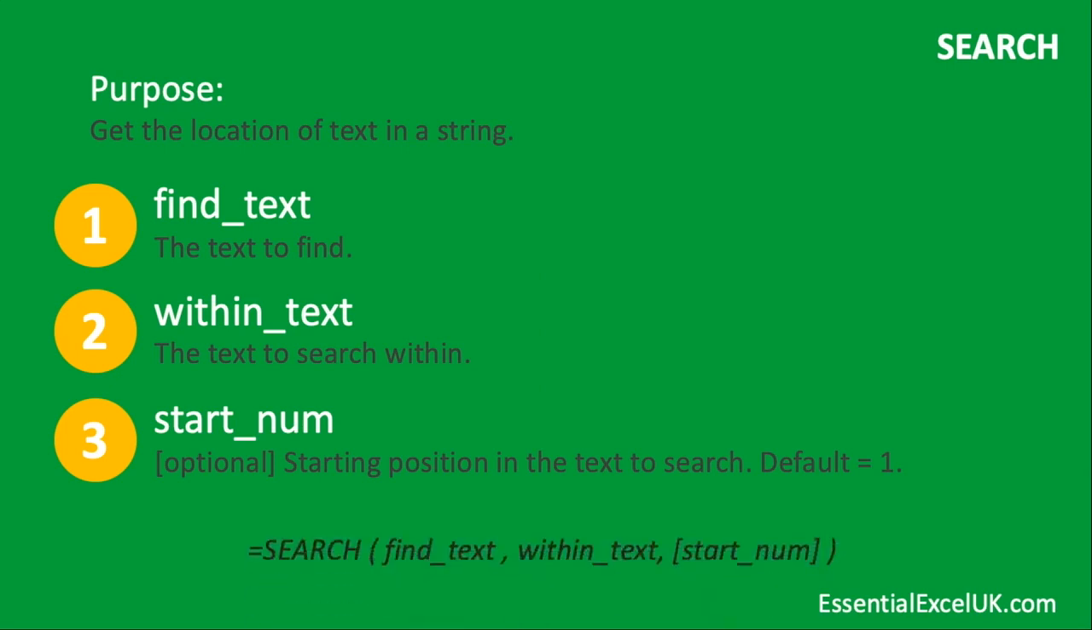The function in its entirety is now at the bottom of the screen. You can see it is the equal sign search. We have find text, within text, and then lastly start number. So in summary, this function is going to allow you to input some text that you wish to find within another cell reference or piece of text, and return to you the position number of where that text starts. Okay, I think we've covered everything in this intro and the slide on the function. Jump across to Excel now and we'll go through an example to show you just how it works.